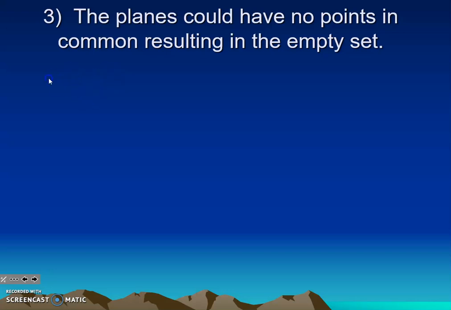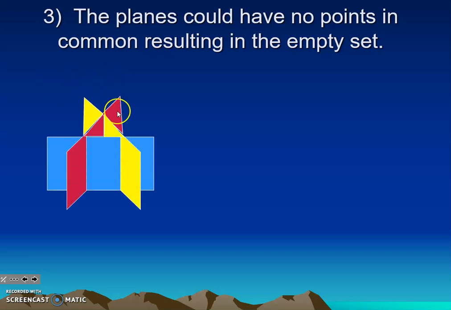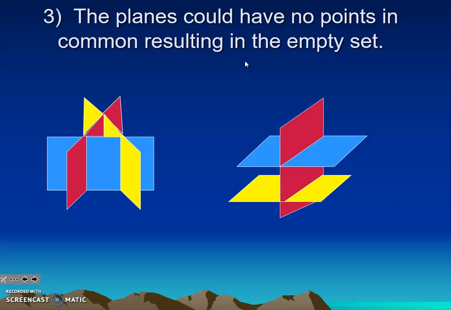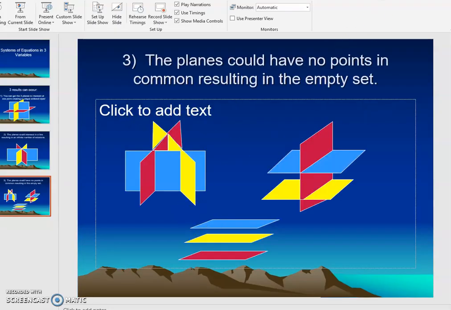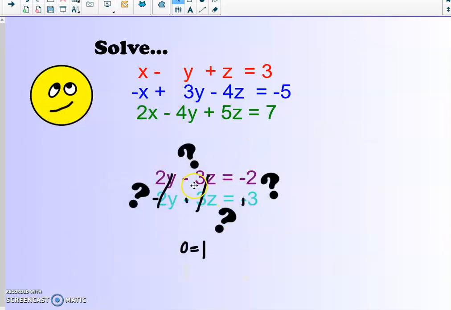And it could be one of 3 scenarios. You could have 3 planes and 2 of them meet, but they all don't meet at the same spot. And it might look like that, or it might look like that, or the 3 planes could be entirely parallel. But those are the results of what could happen. And that's what happened here, is we got an empty set. Those planes don't all meet at a single point.